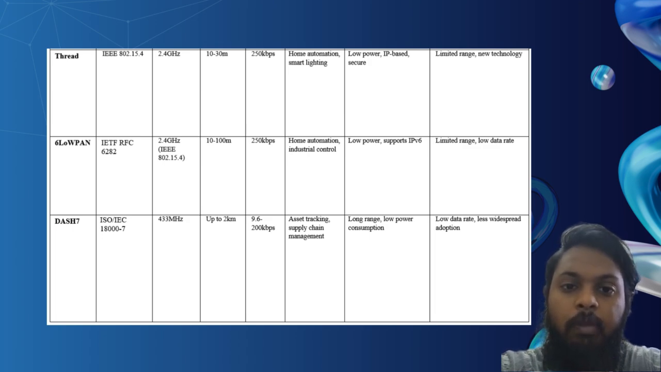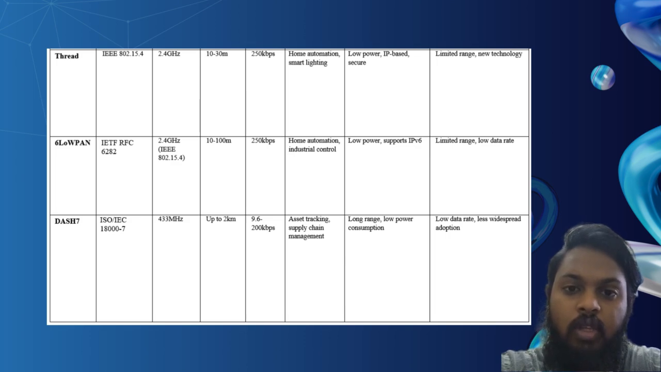Next is IPv6 over low power wireless personal area network. It's a low power mesh network where every node has its own IPv6 address. This allows the node to connect directly with the internet using open standard. It is used in home automation, smart agriculture techniques, and industrial monitoring.